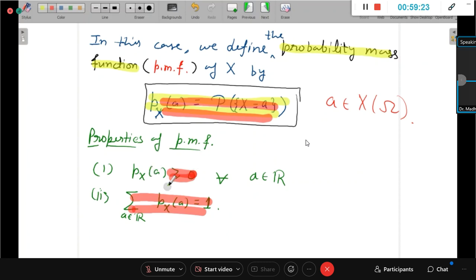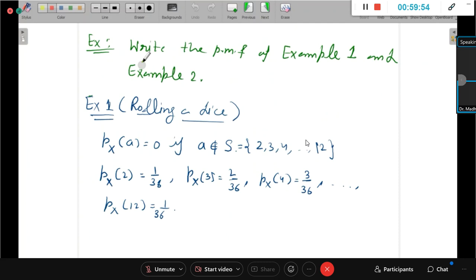So in other words, if you are able to identify a function defined on the real numbers, and its total sum is equal to 1, that is going to be a probability mass function for a certain discrete random variable X. And if X is a discrete random variable, you will certainly get this. Now, we have done this example. So write the PMF of example 1 and example 2.